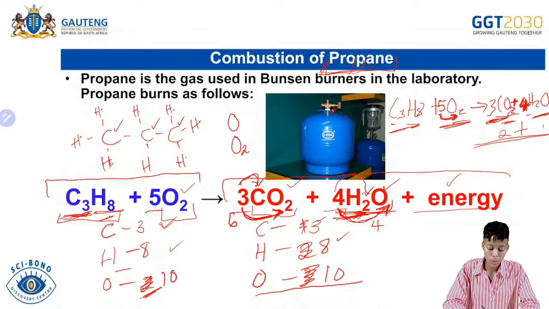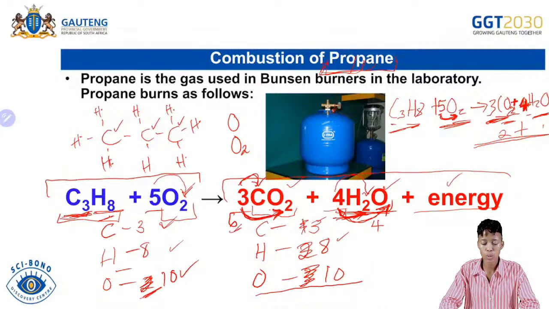Then you can check the oxygens to say, by the O2 on the left hand side, how many oxygens do you have on the left hand side? You will see that you have a total of what? Of 10 oxygens on the left hand side. And on the right hand side, we said we have 3 multiplied by 2, which is what? Which is 6 for the CO2. And then we said 4 multiplied by 1 is what? Is 4. So therefore 6 plus 4 will give us a total of what?